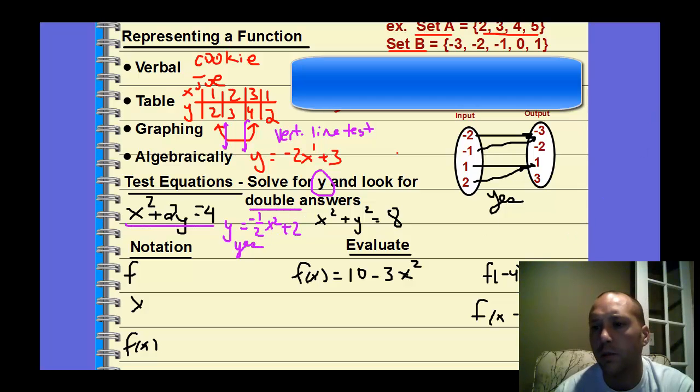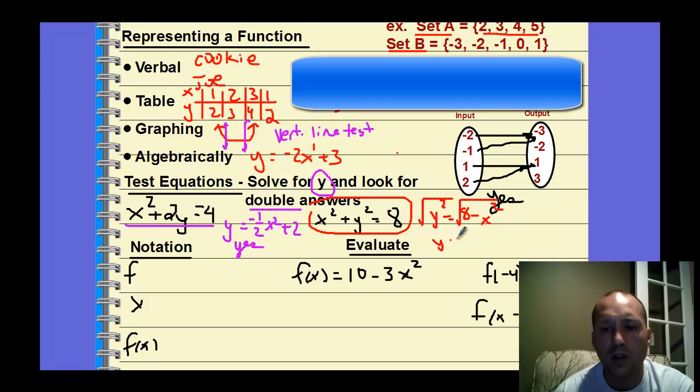But let's look at this other one. This second equation right here, if we solve that for y, we just subtract x squared from both sides, so y squared equals 8 minus x squared. The next step is to square root both sides. When you square root that, you find y is equal to plus or minus the square root of 8 minus x squared. So now we're getting 2 answers here. If we plug in an x value, we're going to have a positive and a negative answer back, which means that this is not a function, because we have 2 y values for 1 x value. So you can look at the equation for the double answers when y is solved.